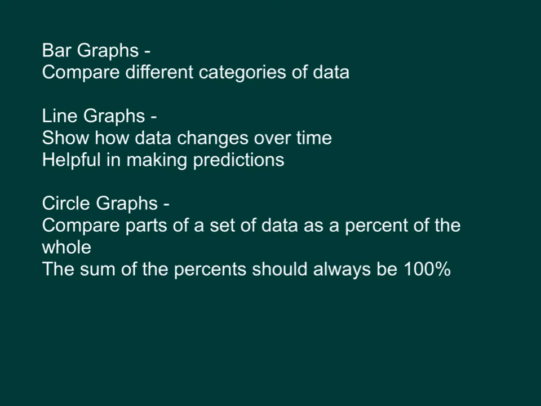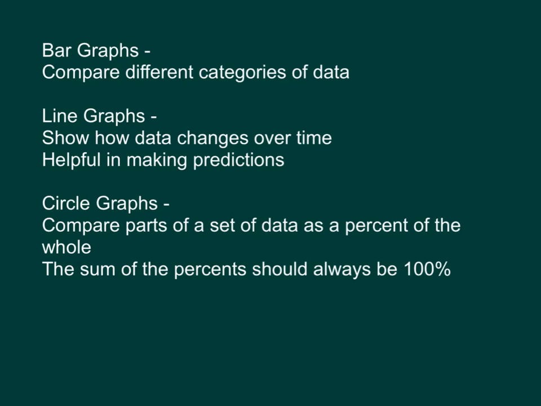And the last thing we need to go over are simply bar graphs, line graphs, and circle graphs. You've done this before too. Circle graphs are sometimes called pie charts. So a bar graph compares different categories of data. I might poll the class and find out the favorite pizza topping and put that into a bar graph. A line graph would be something that would show how data changes over time.